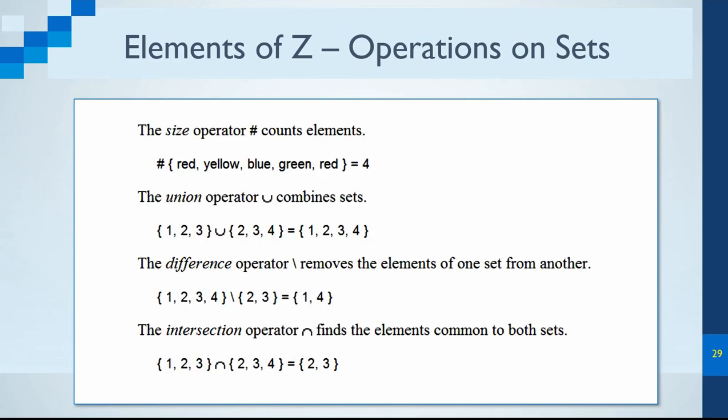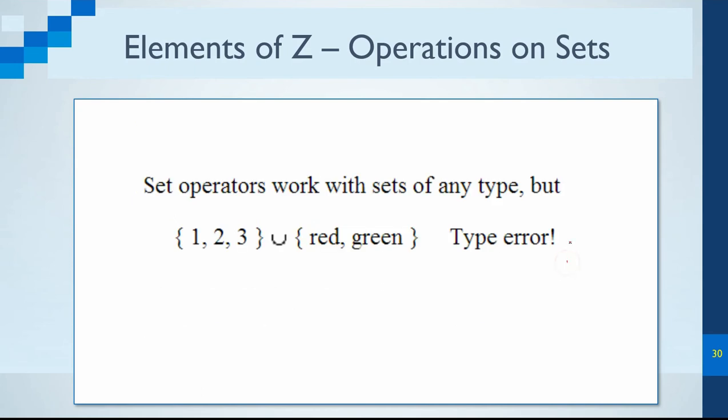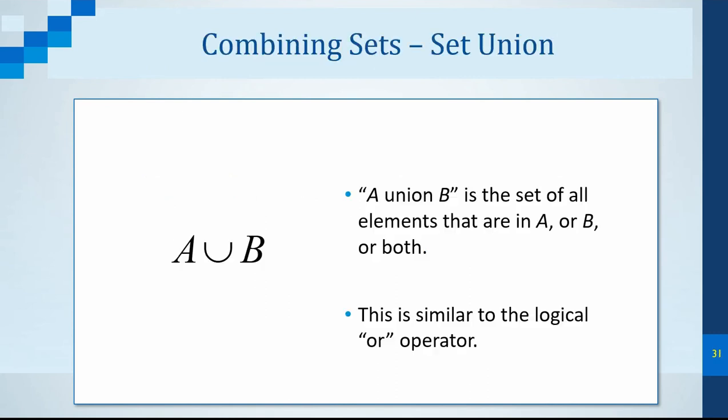So here are the operations on sets. The last one is the intersection. That means only the elements that belong to both sets, that are common in two sets. There are some errors here: sets of different types cannot be combined together. This is more about this.